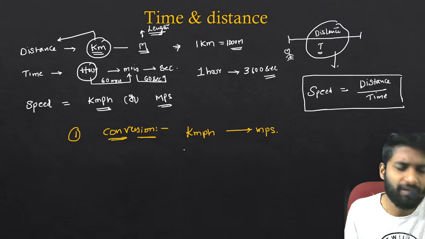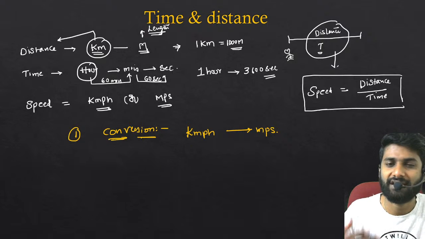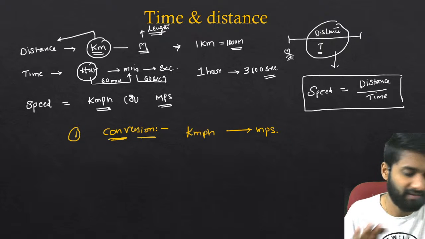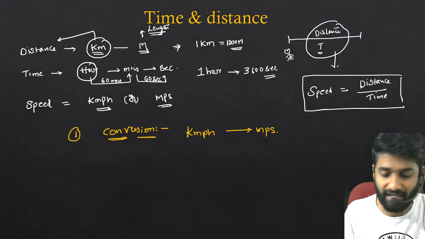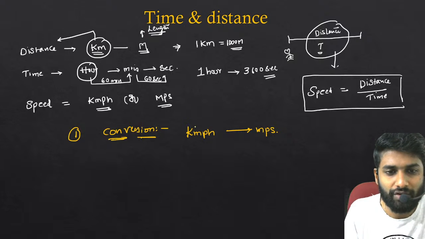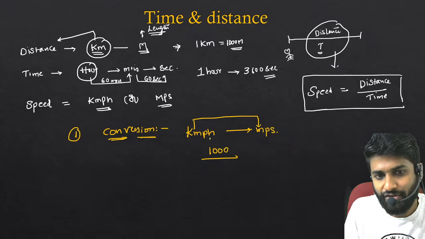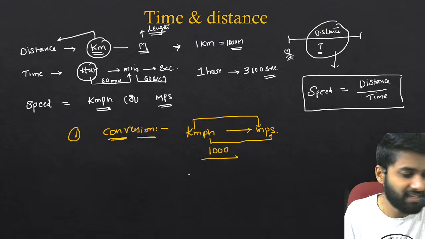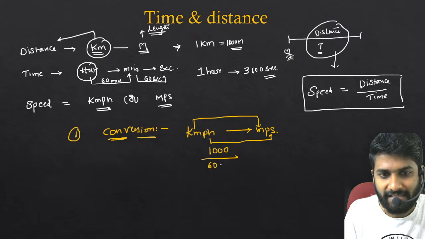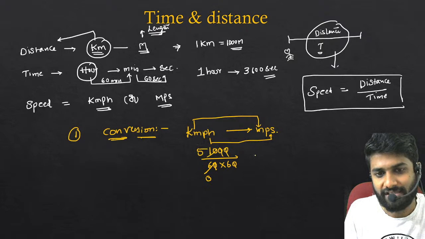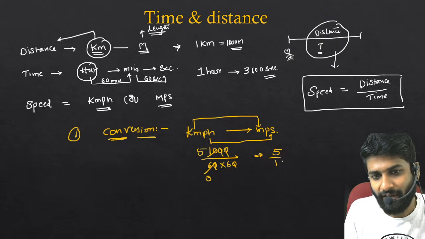Now see, most of the students get a little confused. They confuse whether to multiply with 5 by 18 or 18 by 5. Simply, if you are in this dilemma, just go with a simple thing, guys. First we convert kilometer to meter: 1 kilometer is equal to 1000 meters. Now we should convert hour to seconds, which means 60 minutes into 60 seconds. You just cancel these numbers, and the resultant becomes 5 by 18.